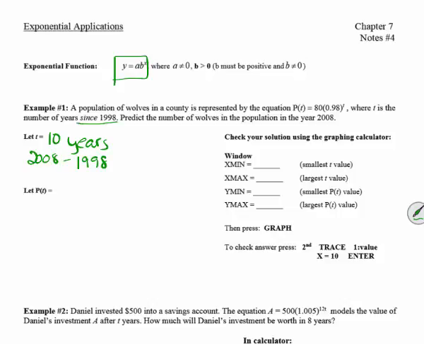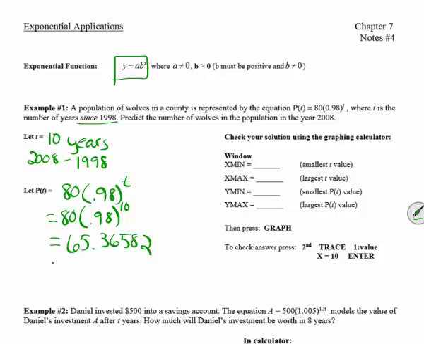So now I'm just going to put that into my equation, and I'm going to do some calculator work. So we're going to have 80 times 0.98^t, right? We always start with our formula or our equation. So 80 times 0.98 to the 10th. And when you put that into your calculator, you're going to get 65.36582.